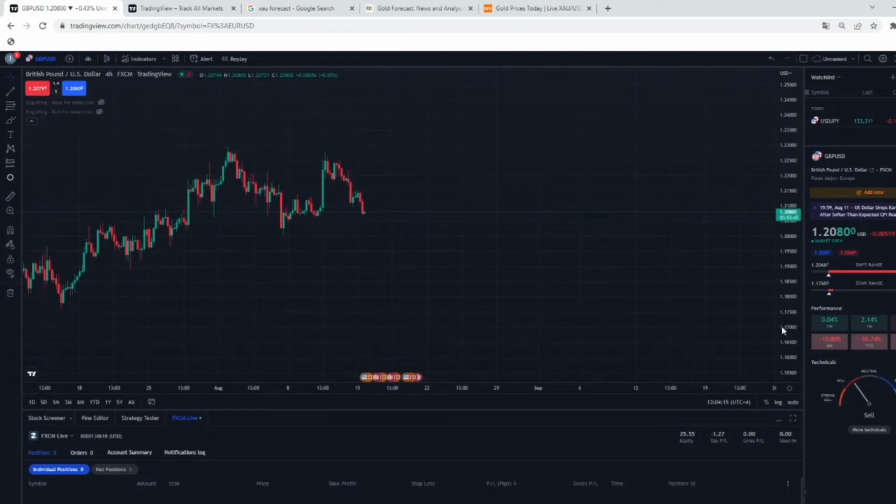As you can see, the price rallied after the break of this line.